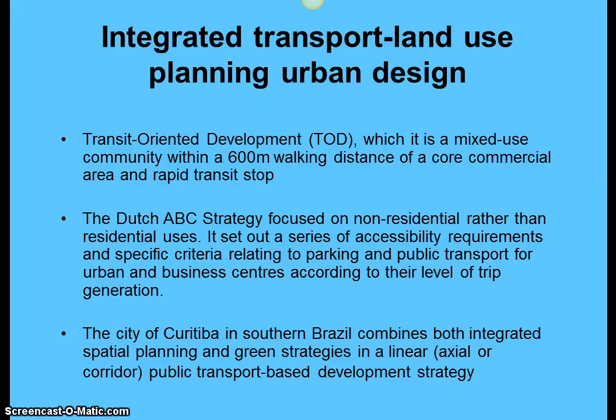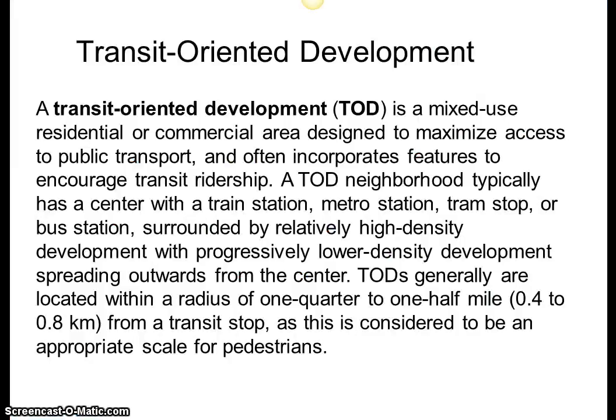And then the third one, the city of Curitiba in southern Brazil, combines both integrated spatial planning and green strategies in a linear or axial or corridor public transport-based development strategy. We will discuss this one later. So TOD, transit-oriented development, is a mixed use of residential or commercial area designed to maximize access to public transport. So the axis is actually public transport. People will use public transport quite a lot compared to other strategies of urban development.